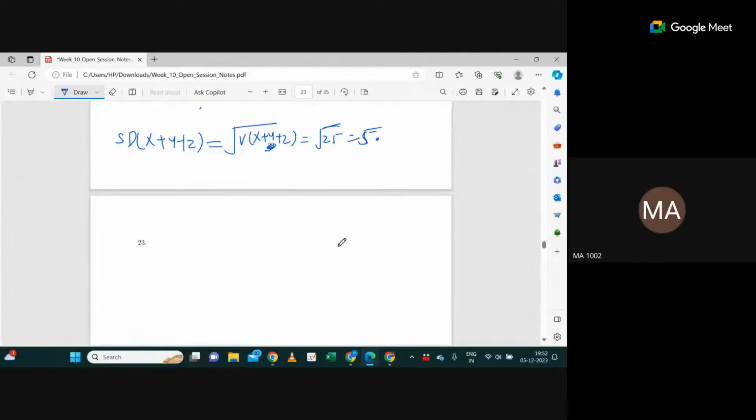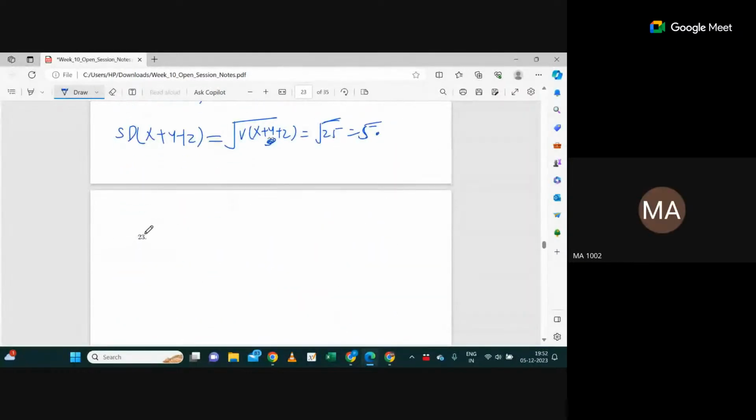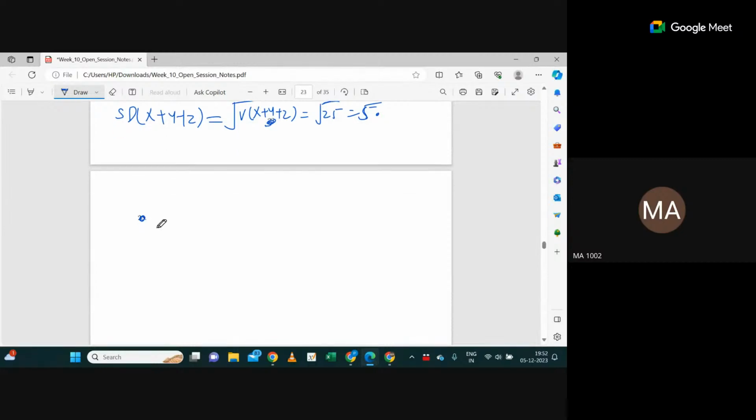Sir, can you explain the hypergeometric concept once again, if it is possible? Okay, so there is one separate lecture in week 11 regarding this hypergeometric concept. But if you want, I will give you some rough idea, okay? Basically, what is the hypergeometric?